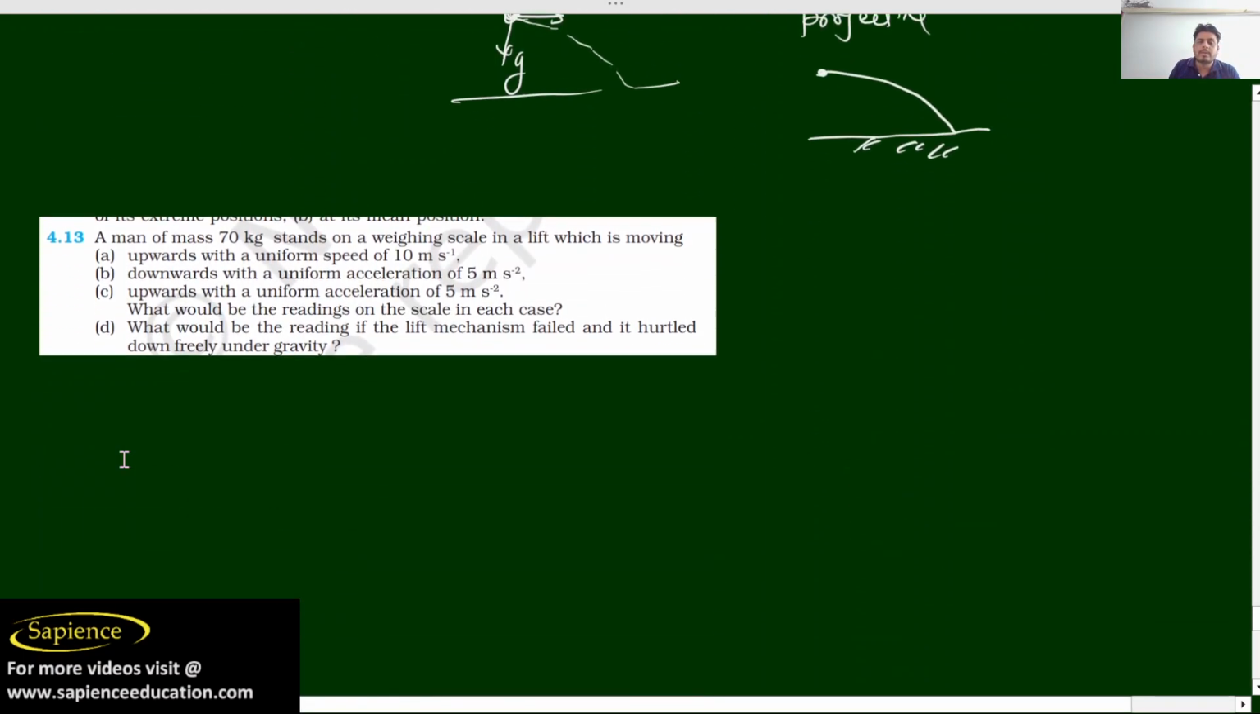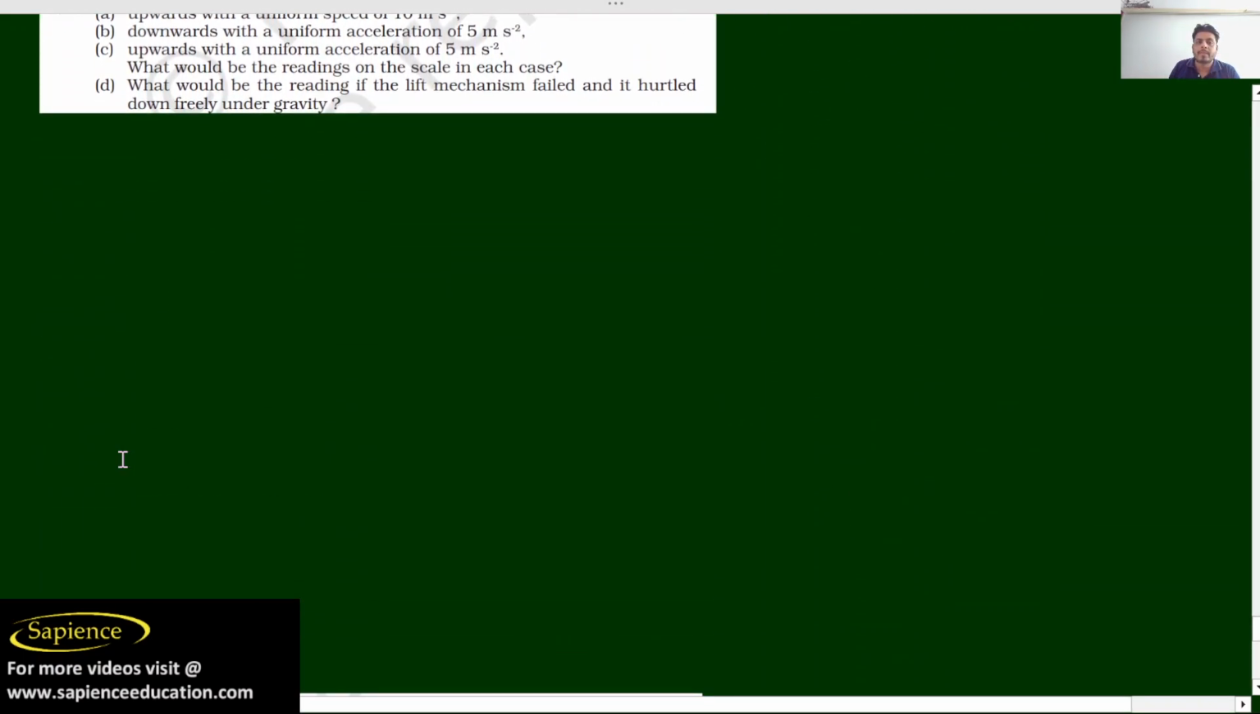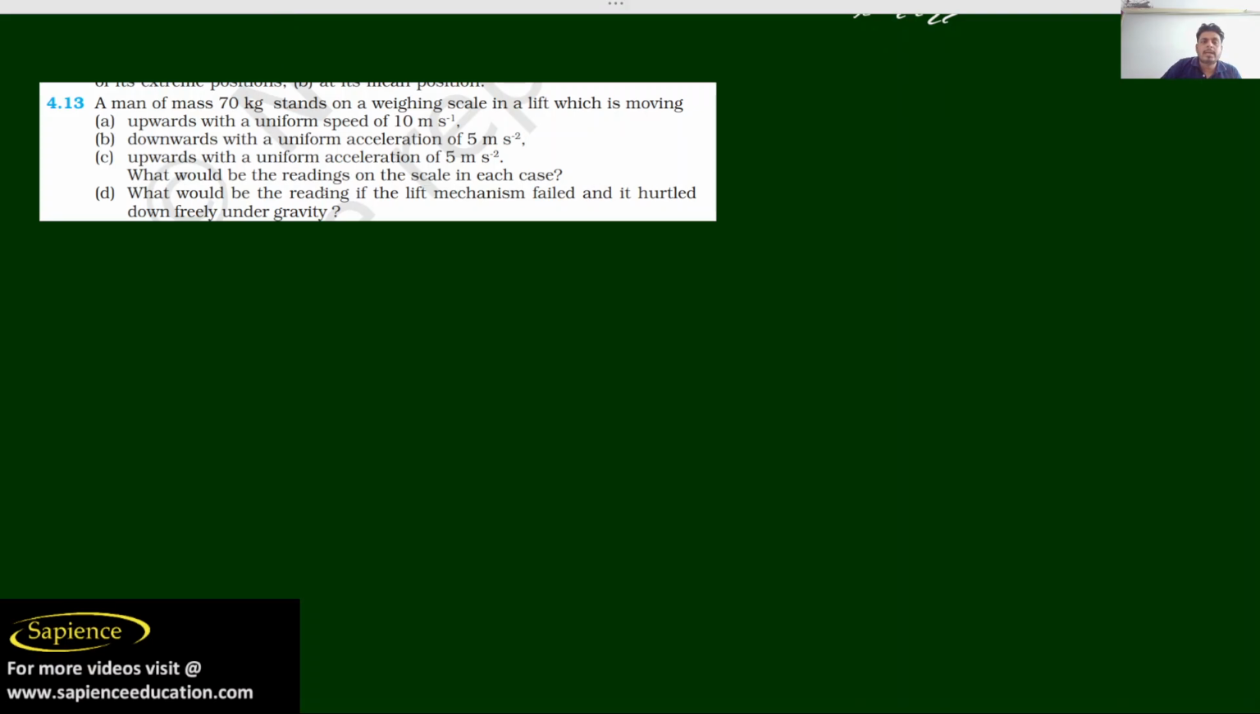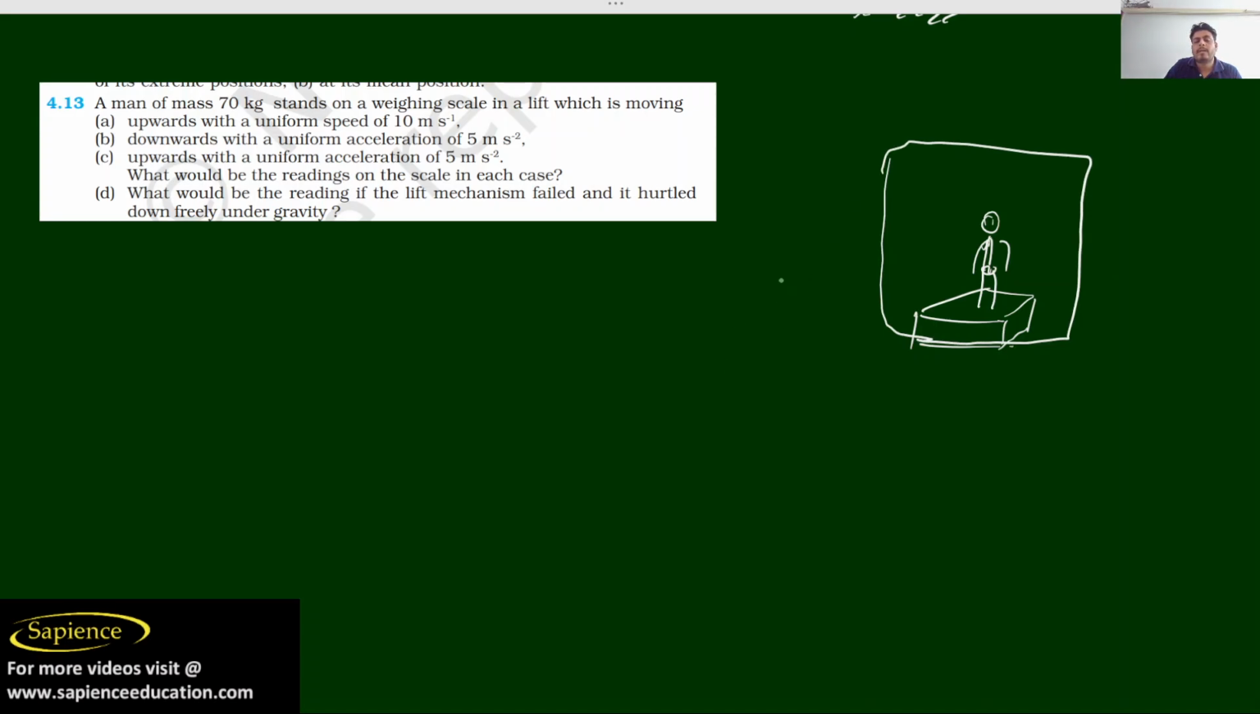Now I will discuss the next question, that is 4.13. This is a very important question. A man of mass 70 kg stands on a weighing scale in a lift that is moving upward. So let us consider there is a weighing scale in the lift, and a man is standing here in the lift system. The mass of the man is 70 kg.